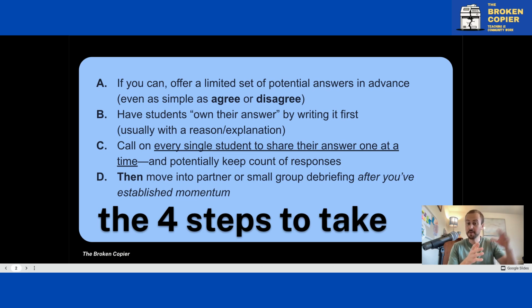And then from there, now everyone's shared, so share with your partner, share with your group. If you want to give a Kagan structure, assign the partners: the person with the smallest desk number shares first, 3, 2, 1, go. But that's the sequence. Provide the options, have them pick one and write down their explanation, then call on everyone to share out their one-word answer throughout the room. It takes a little bit, right? You've got a class of 30, 35 students. It's going to take a little bit. Then move into that debrief.